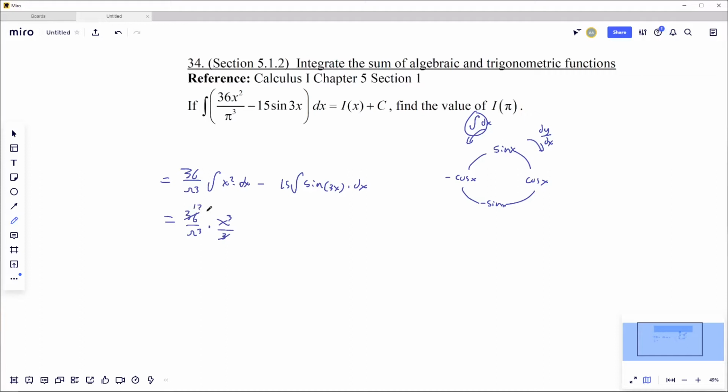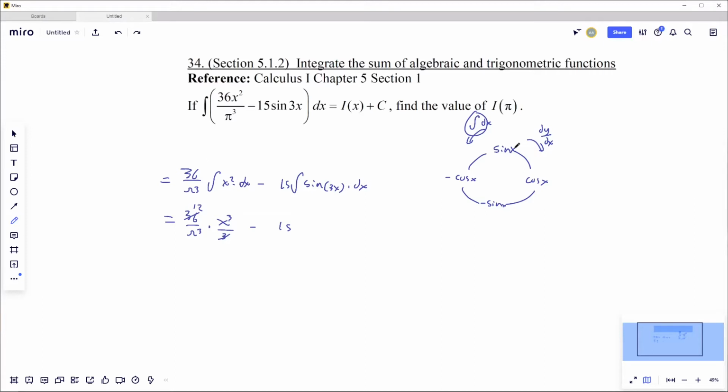This and this cancels, you get 12 minus 15 integral of sine 3x. You can use this if you keep forgetting, let's say, the integral of sine, cosine. Through practice you will be able to remember, or you can try memorizing them. But then again, if you feel like this will assist you, then sure. The easy way to remember this itself is sine, cosine, minus sine, minus cosine, you go back to sine.